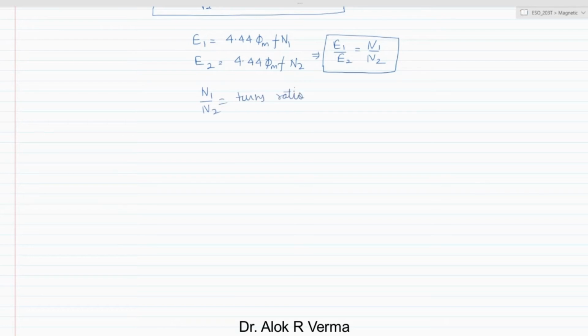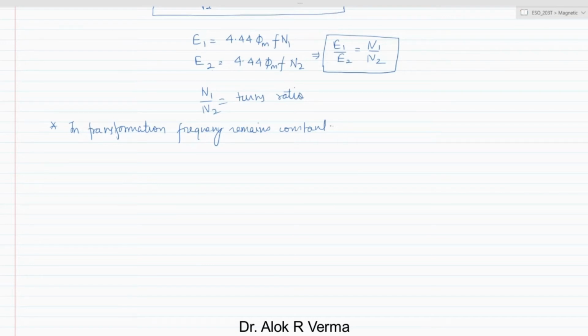Now one thing you can point out is that the f in E1 and E2, the frequency, remains constant in a transformer. So whatever energy transfer from the primary coil to the secondary coil is happening, that is happening without the change of frequency. So this is one of the important things you can note down.